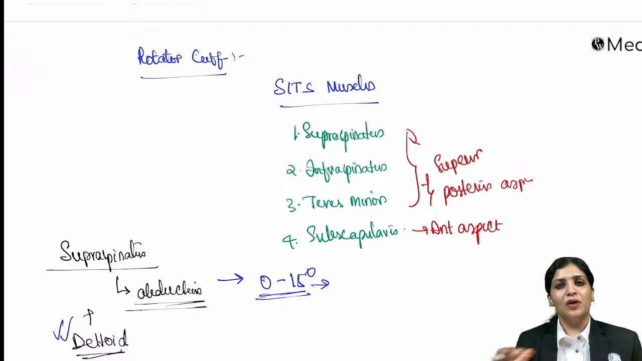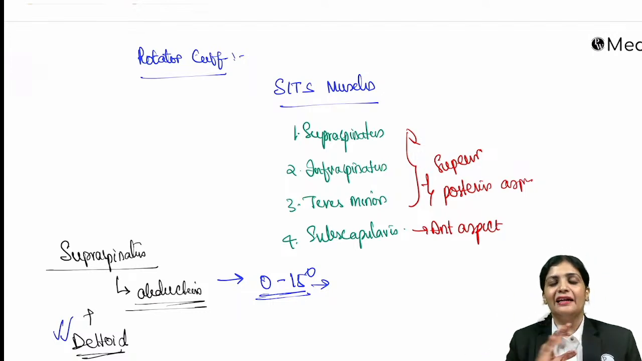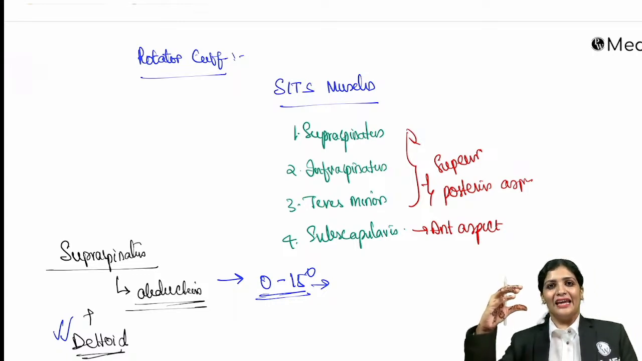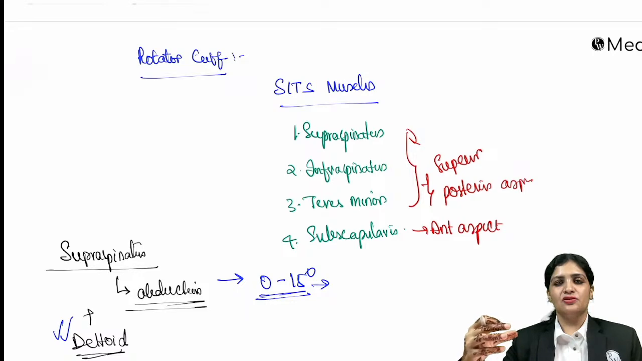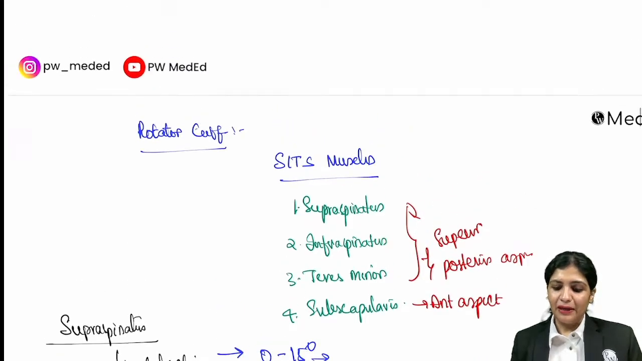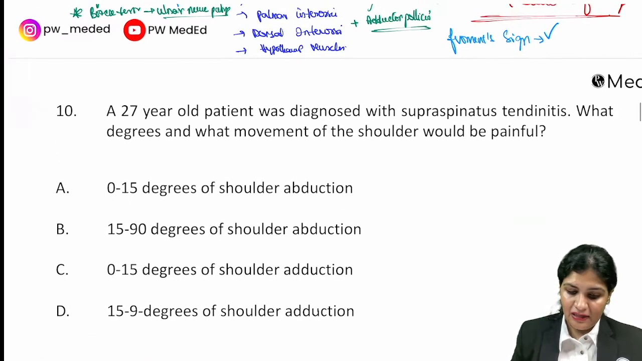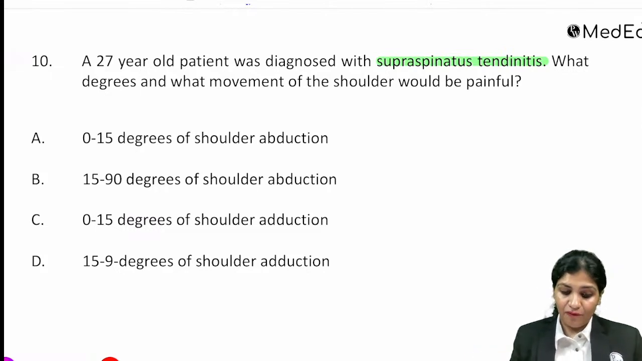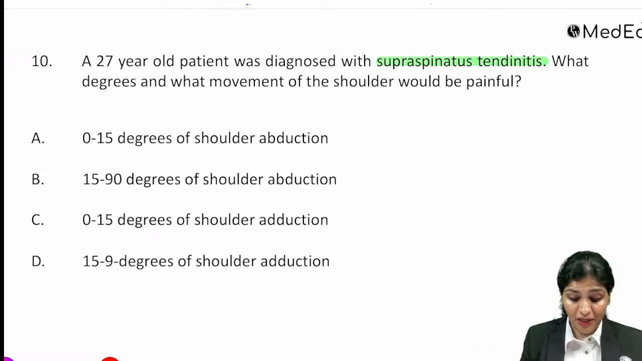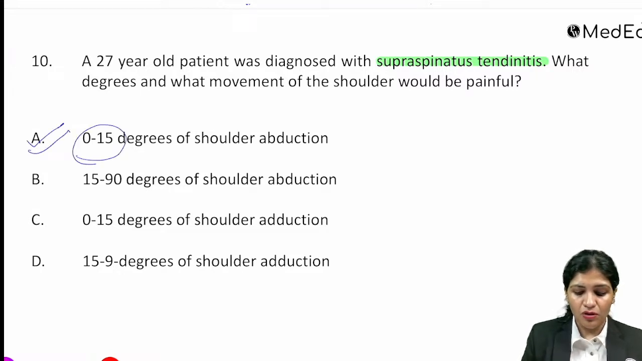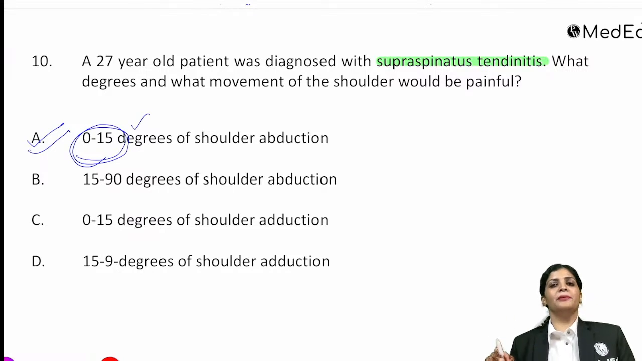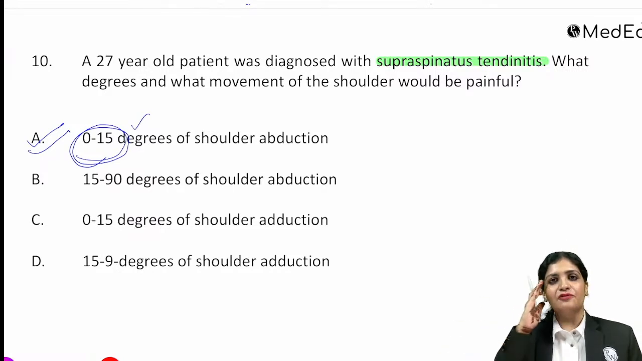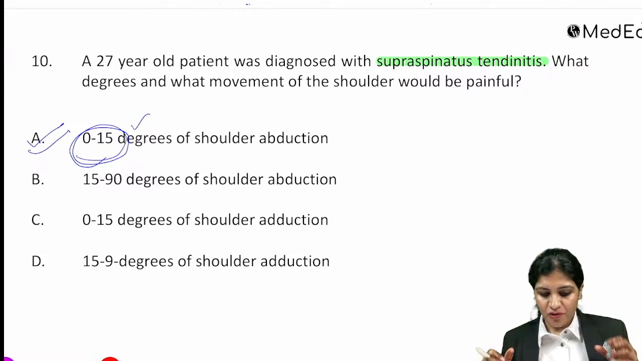The deltoid is a very important muscle for abduction. The entire range of abduction is by the deltoid, but the starting 0 to 15 degrees is by your supraspinatus. This you have to remember. So whenever there is pain after this 0 to 15 degrees of abduction movement, this might be because of supraspinatus tendinitis. We already have the clue in the question, that is supraspinatus tendinitis, and we know the supraspinatus is for abduction, specifically the 0 to 15 degrees. Remember the supraspinatus will initiate. So that is the answer for this question.